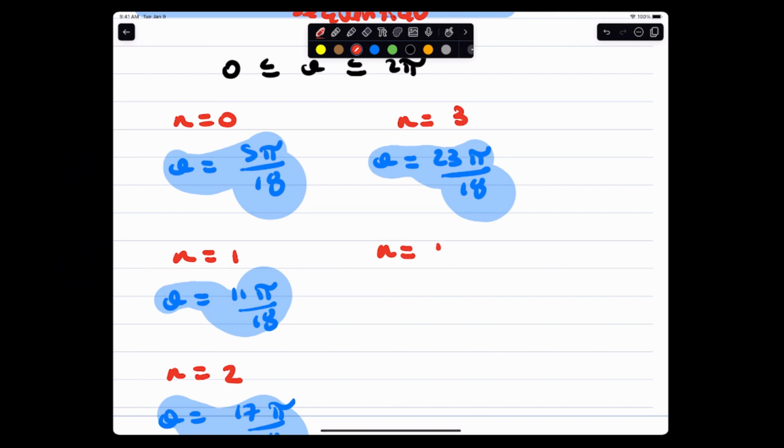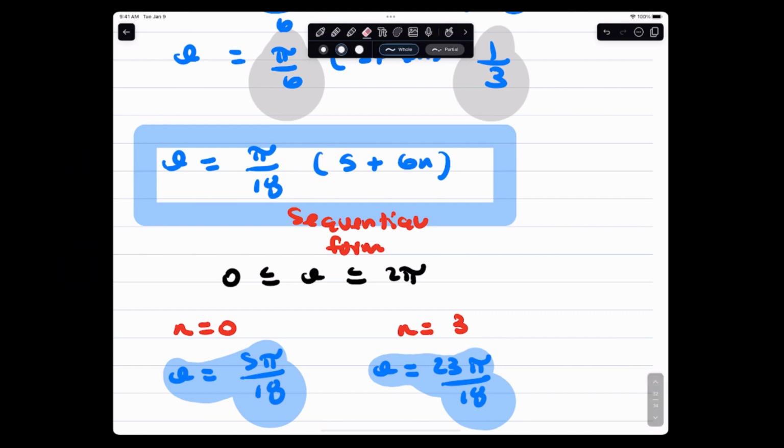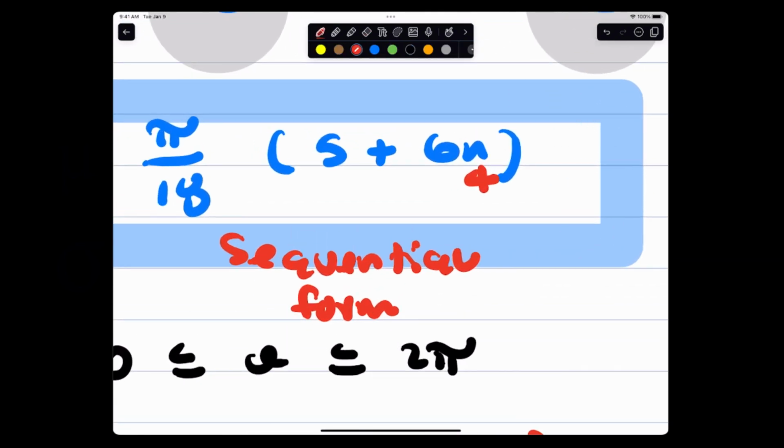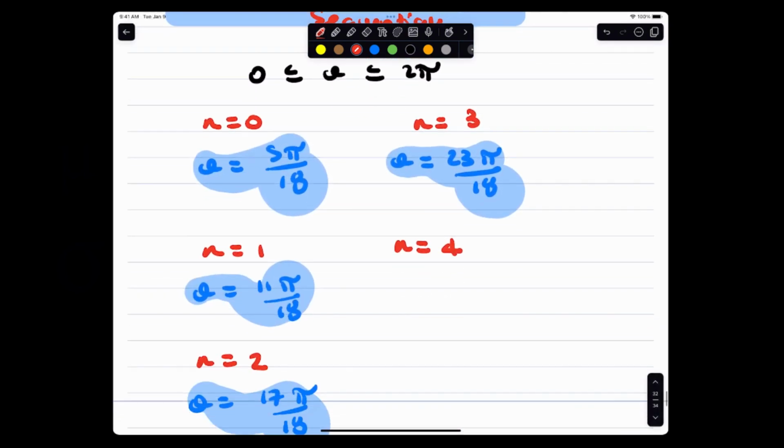N equals what? 4. So plug in your 4 now. 6 times 4 is what? 24 plus 5 is what? This is 29 over 18.